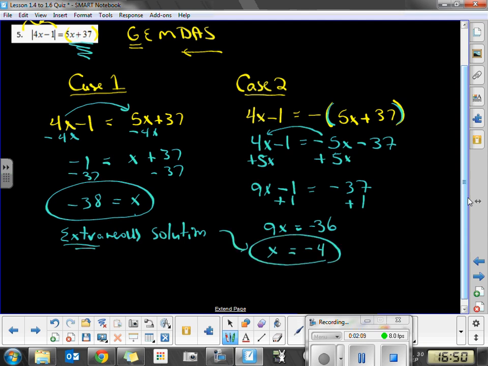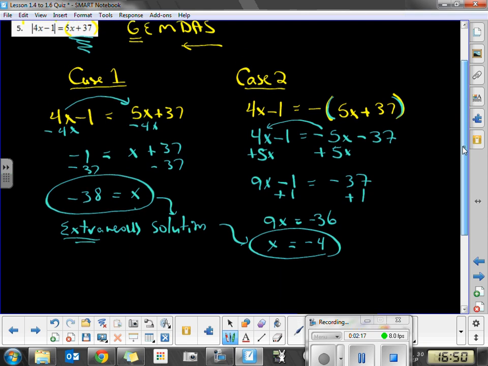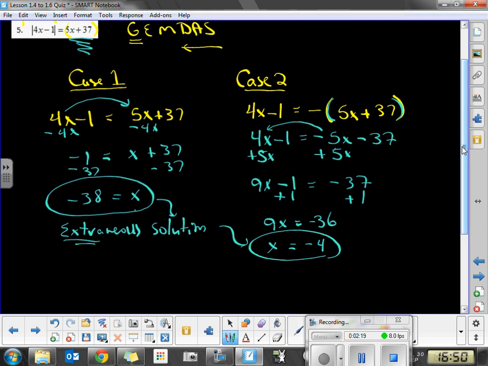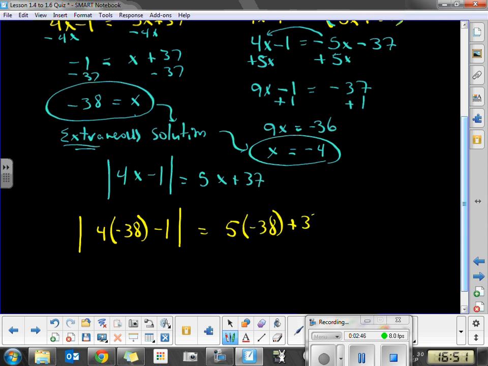Again, I'm going to check to see if it's extraneous by plugging it back into the original. On these, it's really important that you check them. We try to emphasize that as we went through that lesson. But I've got to take the absolute value of 4 times x minus 1 equals 5 times x plus 37. So we're going to plug those in and see if they work. The first one I'm going to try is negative 38. So I got the absolute value of 4 times negative 38 minus 1. Does that equal 5 times negative 38 plus 37?